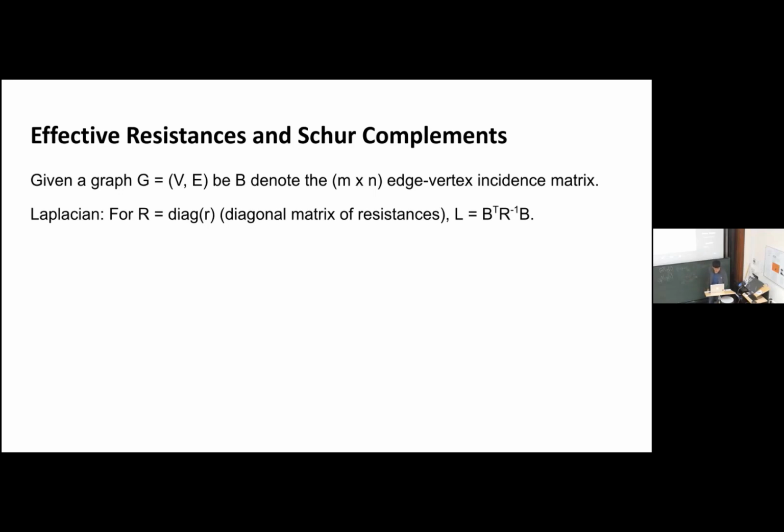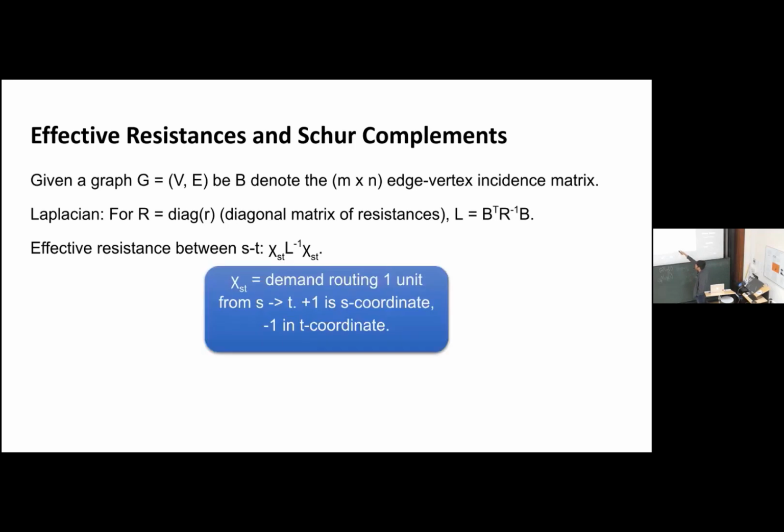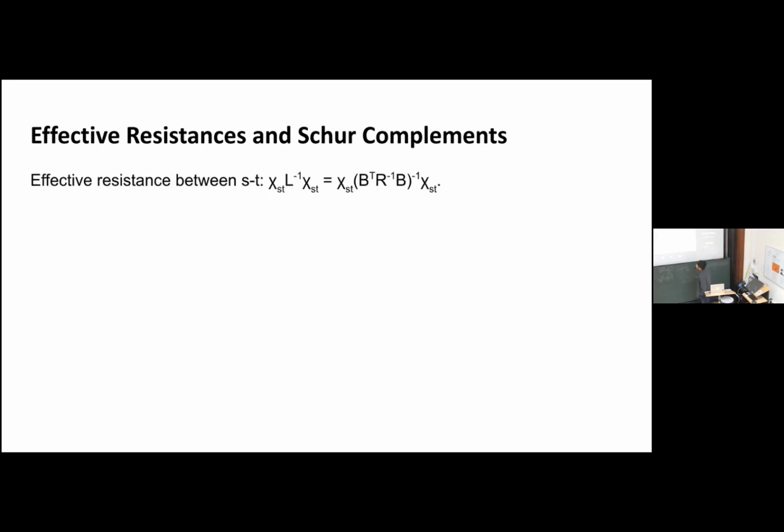So given a graph, we let B denote the edge-vertex matrix, and the Laplacian is B transpose R inverse B. The effective resistance of an edge e is given by the inner product of chi st, which is the demand vector denoting that edge, with respect to the inverse Laplacian. So we want to maintain that.